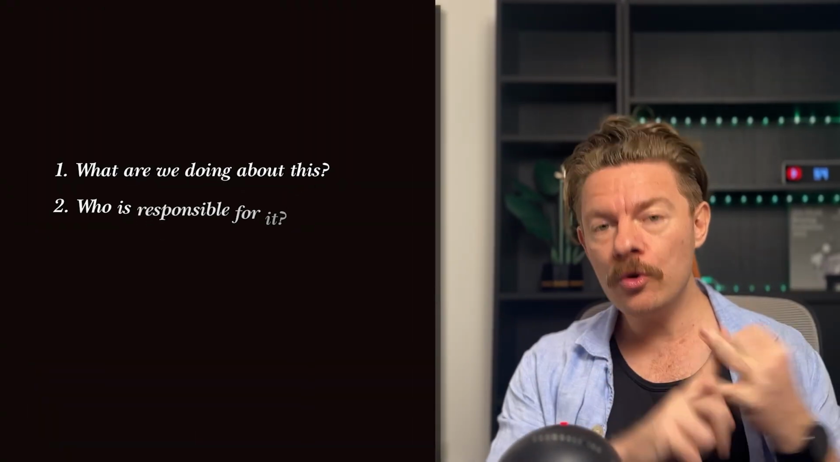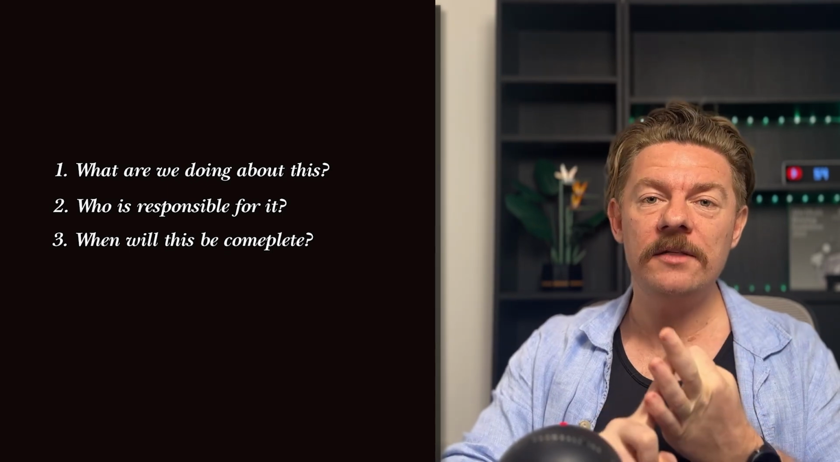But before you do that, you need to figure out how you deal with these risks should they arise. So now you've identified your risks, you've analyzed and scored them. The next step is to actually do something about them. So step 3 is mitigation. And mitigation always comes down to asking 3 simple questions. What are we going to do about this? Who is responsible? And when will this be complete?